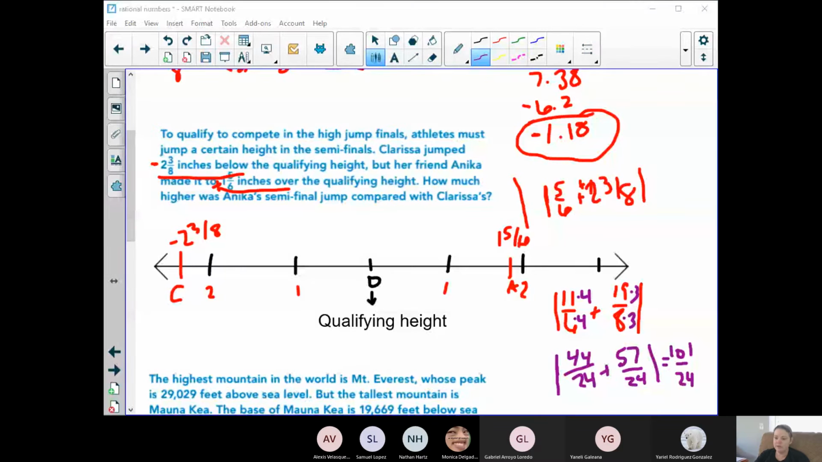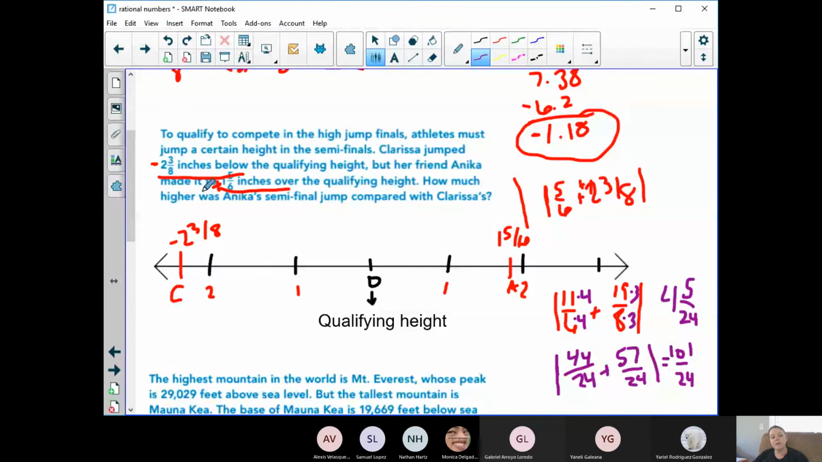And 101/24 would be 4. Okay, hold on here, y'all. That is 4 times 24, 96. So 4 and 5/24.